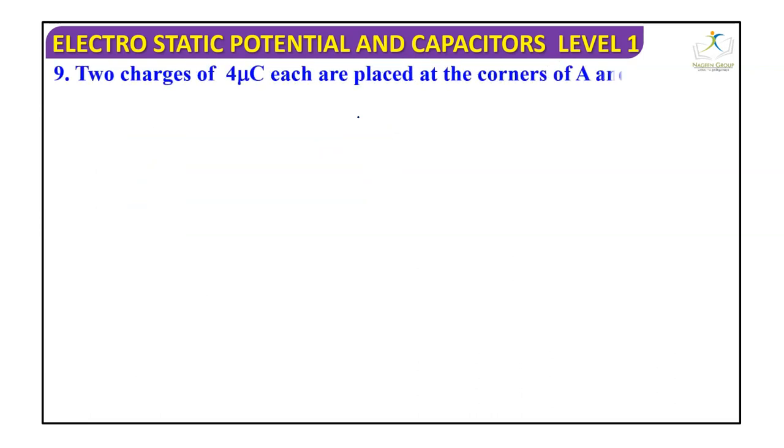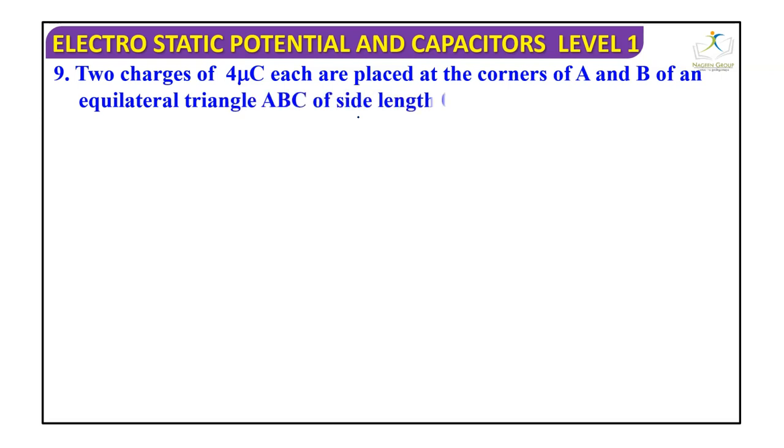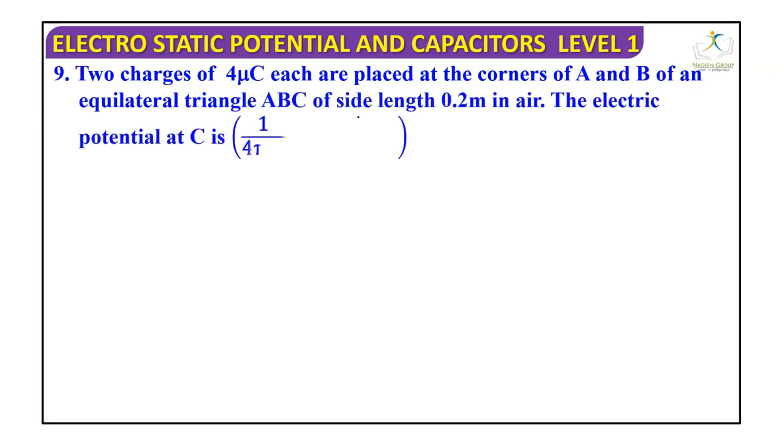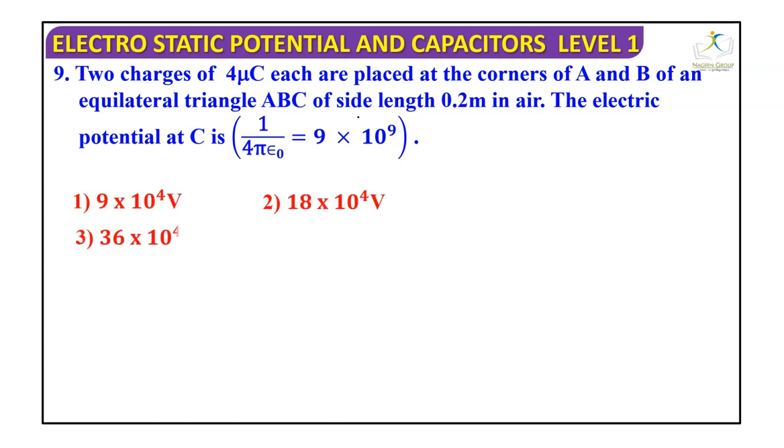Next, we have charges of 4 microcoulomb each placed at the corners A and B of an equilateral triangle ABC of side length 0.2 meter in air. The electric potential at C is, 1 by 4 pi epsilon naught is equal to 9 × 10^9, is given as a hint. We have these options.